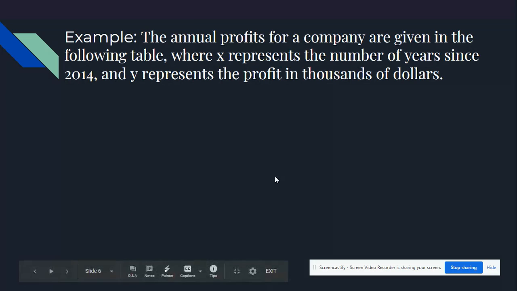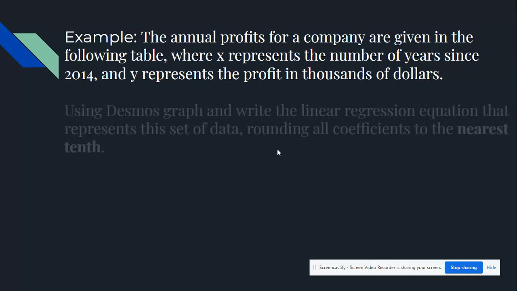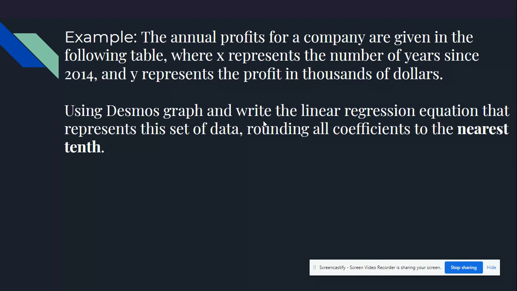So for our first example that we're going to go over, the annual profits for a company are given in the following table. X represents the number of years since 2014, and Y represents the profit number in thousands of dollars. I'm going to walk you through this. Using Desmos, we're going to graph and write the linear regression equation that represents this set of data, rounding all of the coefficients to the nearest tenth. So make sure that you pay attention to that.